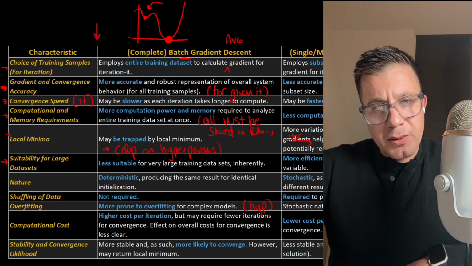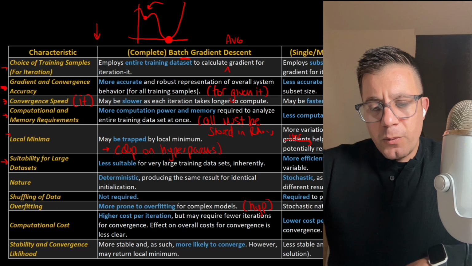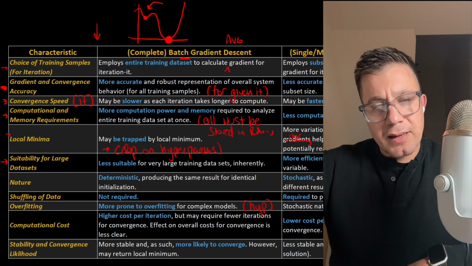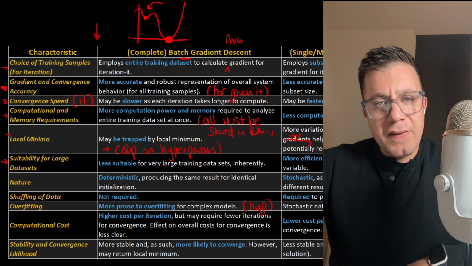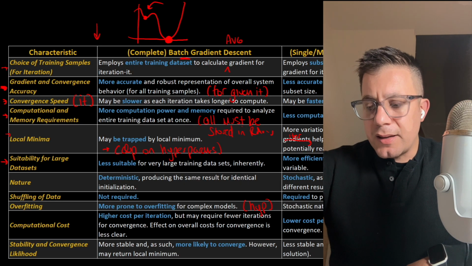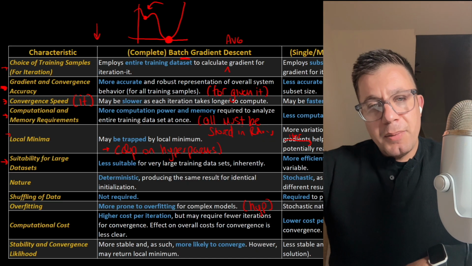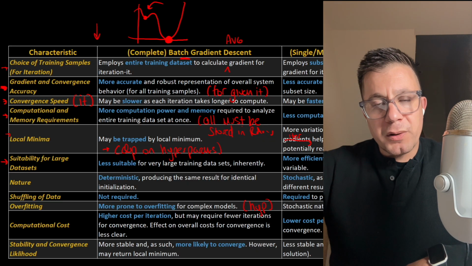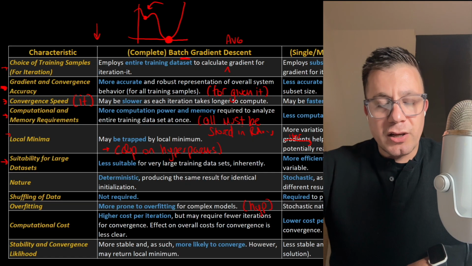Next, we discuss suitability for large training datasets. We observe that batch gradient descent is inherently less suitable for very large training datasets. This is a pretty intuitive result, right? The larger our training dataset becomes, the less practical it is to calculate a gradient for every sample of that very large training dataset and then take the average of all those values. We observe that stochastic gradient descent is, alternatively, more efficient for these very large training datasets because we have the freedom to choose appropriately sized subsets and use those for each iterative update.